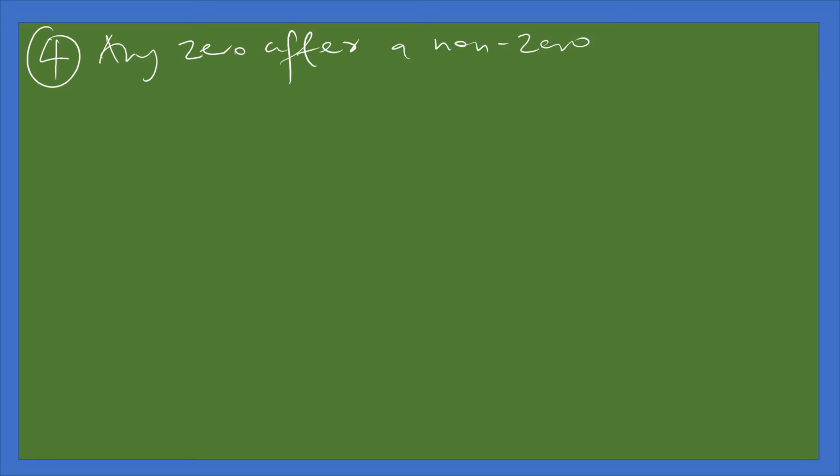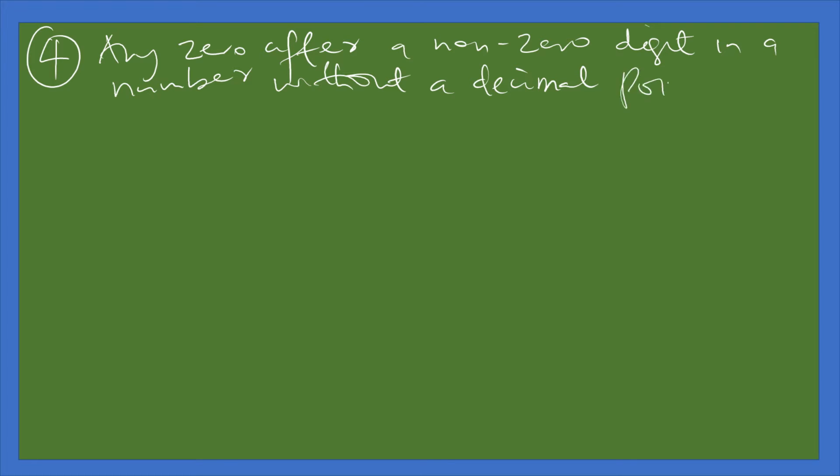Let's dive in. Now, the fourth rule says that any zero after a non-zero digit in a number without a decimal point is not significant.